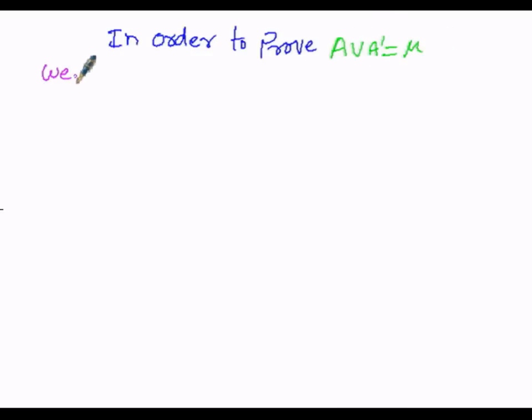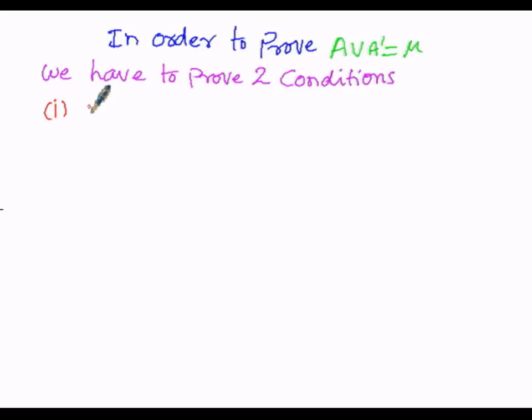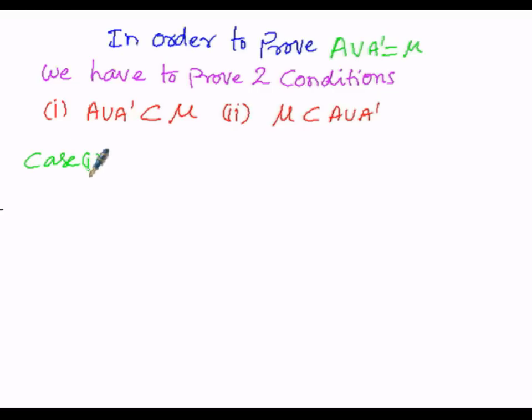So here, in order to prove the condition that A union A dash is equal to mu, first of all we have to prove two conditions. So here the two conditions are, one, A union A dash must be a subset of the universal set, and the second condition, the right hand side must be a subset of the left hand side, that is mu must be a subset of A union A dash. Since we are going to find out, first of all we are going to prove the first condition, so that is case number 1. So in our case number 1, we are going to prove A union A dash is a subset of the universal set, that is mu.